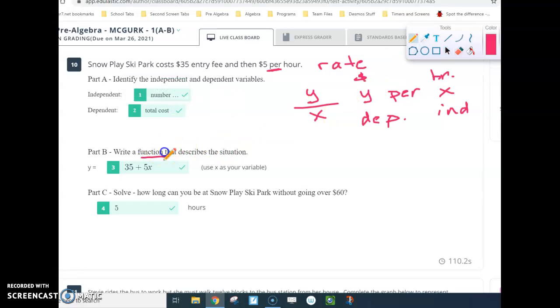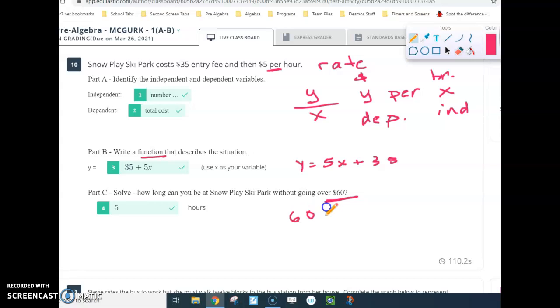So then it asks you to write a function. Well, a function is an equation, so you have y equals $35 plus your $5 times every hour. You could have also written it as $5 for every hour plus 35. And then it wants to know how long you can be at Snow Place Ski Park without going over $60.